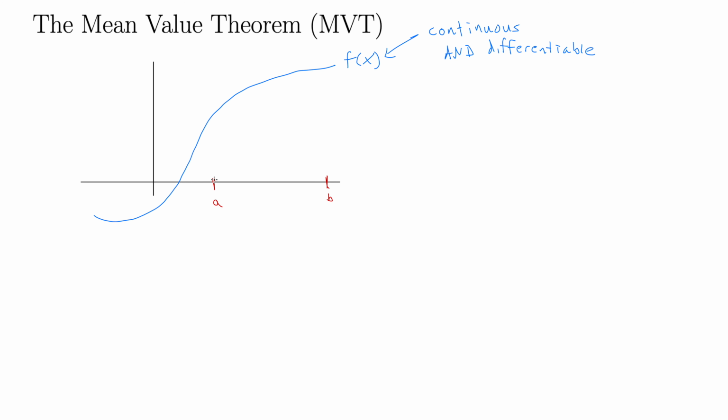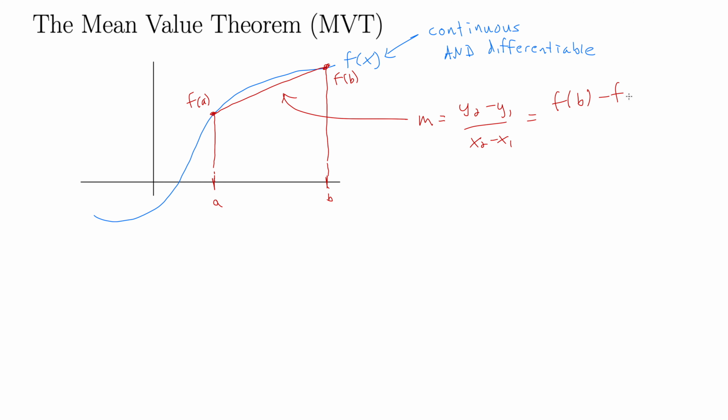And then what do we get for that? Well, we can follow these points a and b up to the function, and then we get two points on the function, which we'll call f of a and f of b. Technically, these are y values, but you get the idea. And then we want to look at this secant line connecting these two. Remember, the secant line is a line that connects the two points, and we get the slope of that secant line. Using good old-fashioned algebra, the slope is y2 minus y1, rise over run, over x2 minus x1. Well, in this case, we have f of b minus f of a all over b minus a.